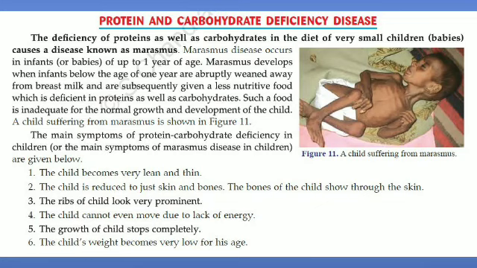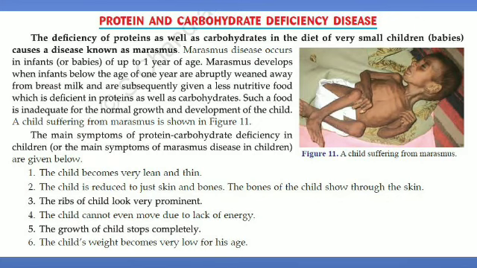Marasmus disease occurs in infants or babies of up to 1 year of age. Marasmus develops when infants below the age of 1 year are abruptly weaned away from breast milk and are subsequently given a less nutritive food which is deficient in proteins as well as carbohydrates. Understand, children? So, this disease occurs in those children who are not even given breast milk for even 1 year. Okay, they are abruptly removed from breast milk feeding.